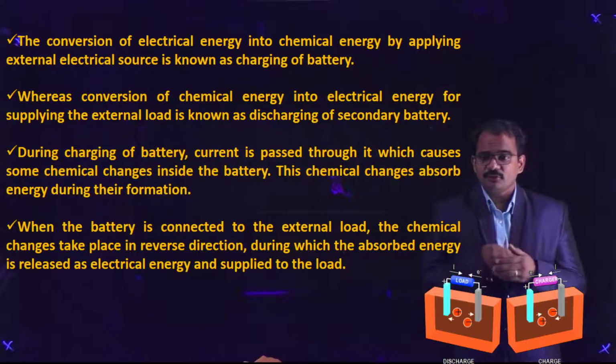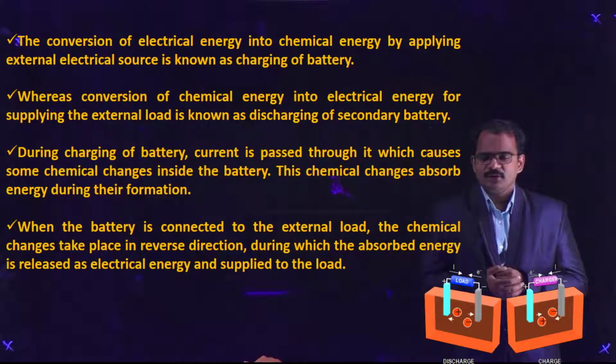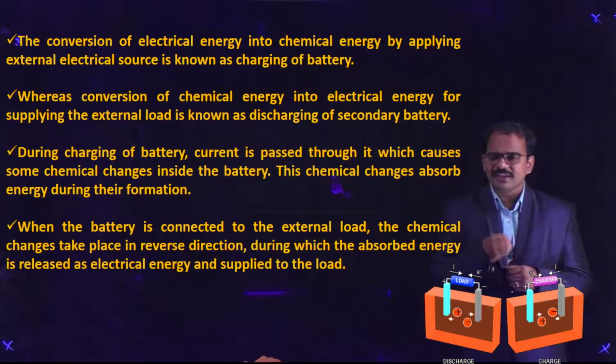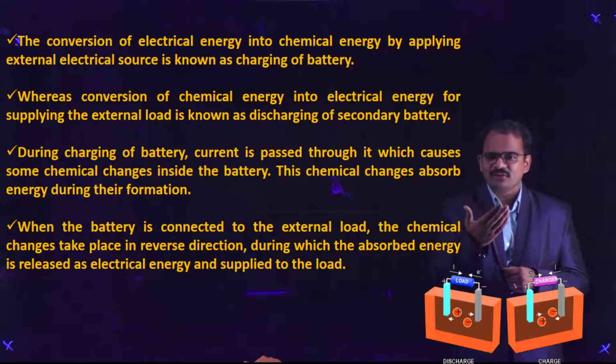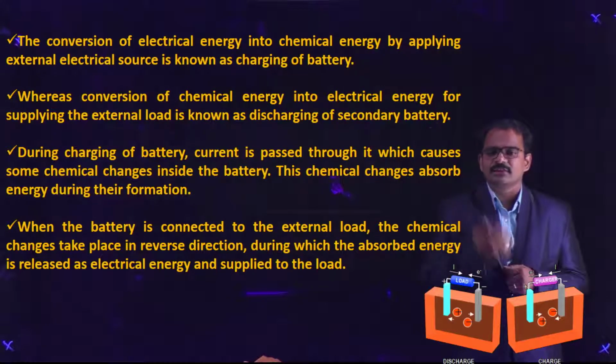Whereas the conversion of chemical energy into electrical energy for supplying to the external load is known as discharging of a secondary battery. During this discharging process, the stored chemical energy will again be converted back into electrical energy to be supplied to the load by just reversing the chemical reaction which happened earlier during charging.